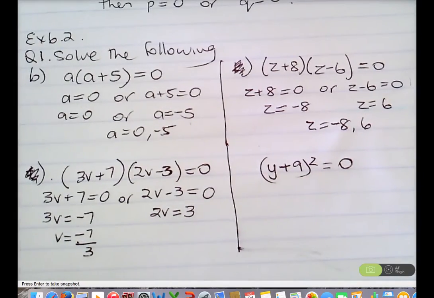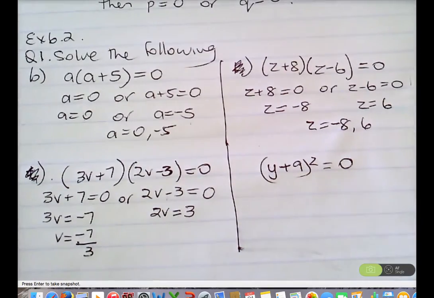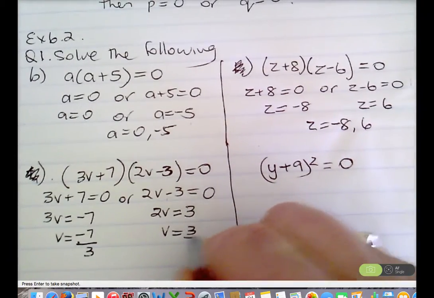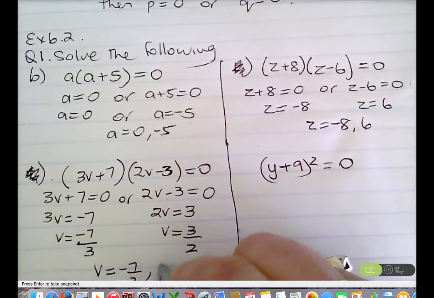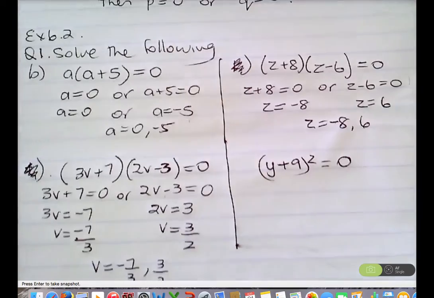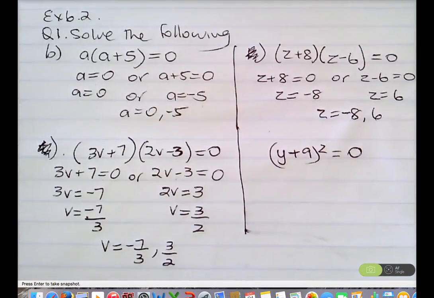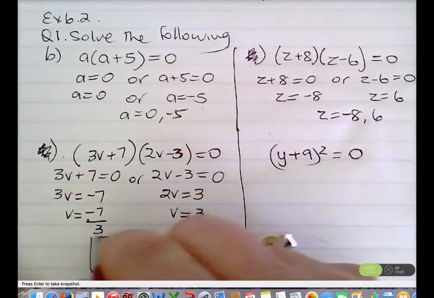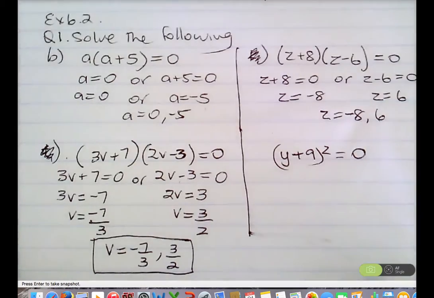Do you see what I'm doing, girls? 2v minus 3 equals 0. Take the negative. We're trying to work out what v is on its own. So therefore v is 3 on 2. So here are my answers. V is -7 over 3, comma 3 over 2. The comma means or. I've got 2 answers. But are they always going to be fractions? Sometimes they're fractions, sometimes they're whole numbers.